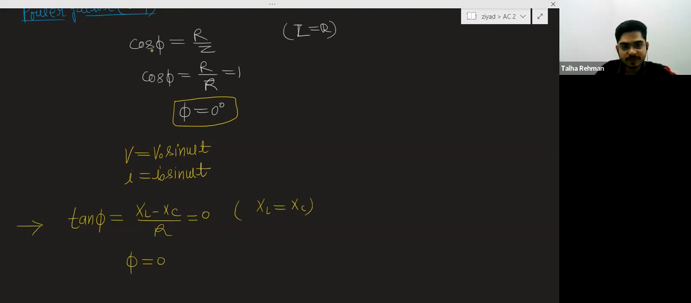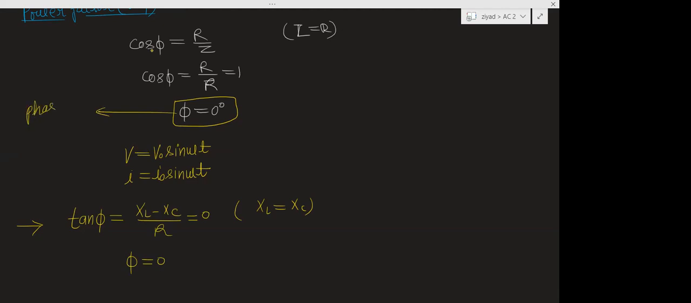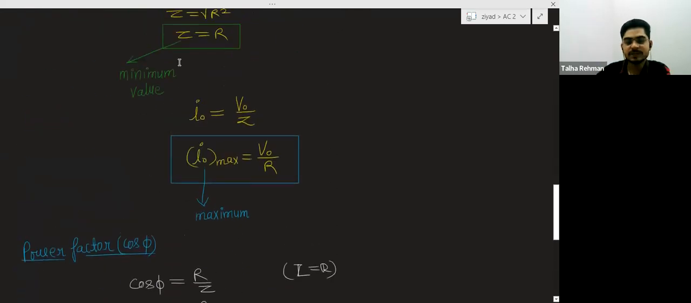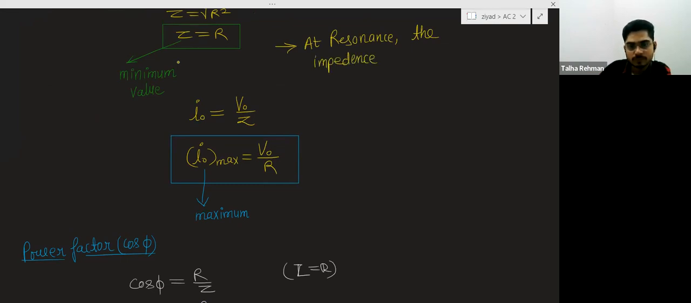And what is phi? Phi is the phase difference. So at resonance, the current becomes maximum and the impedance of the circuit becomes minimum. So at resonance, the impedance becomes minimum and the current becomes maximum.